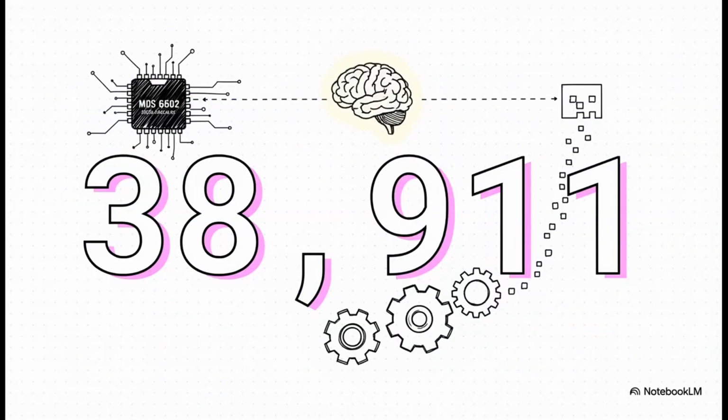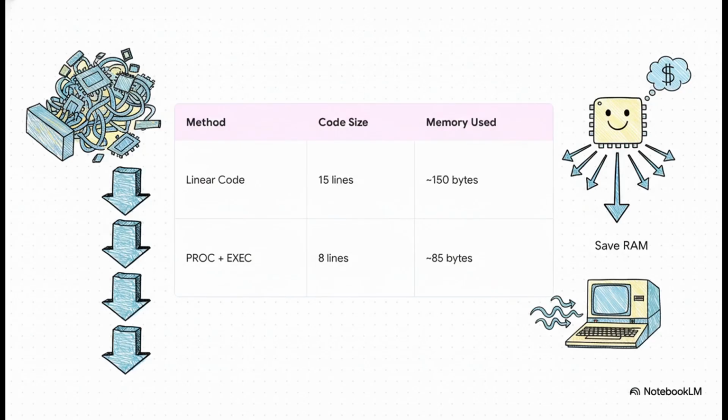So why did this structured approach matter so much? Well, it all comes down to this number, 38,911. That's how many bytes of free memory we had for our programs, 38 kilobytes. In that world, code efficiency wasn't just a preference, it was a law of survival. Every single byte counted.